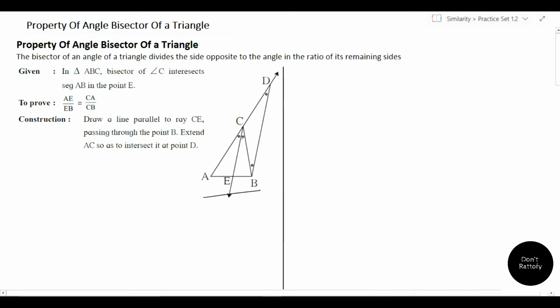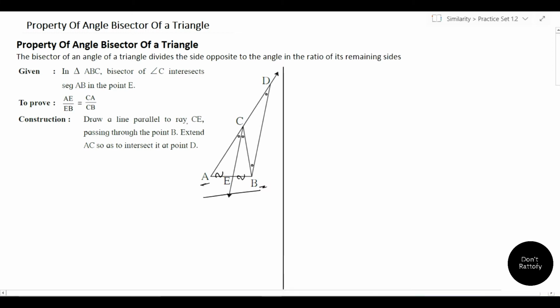Now, in triangle ABC, CE is the angle bisector. CE is dividing the opposite side, that is AB, into two parts, that is AE and EB. So we have to show that AE upon EB is equal to AC upon CB. This is the simple part. To prove, as you can see, AE upon EB is equal to CA upon CB.